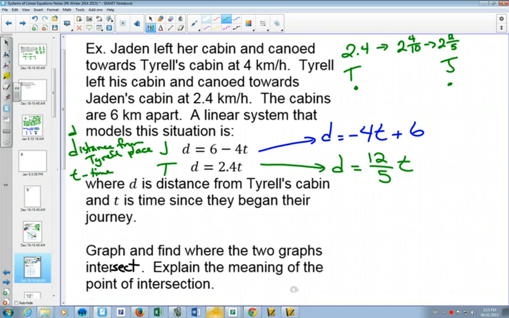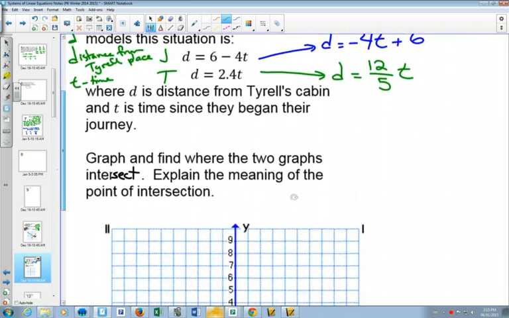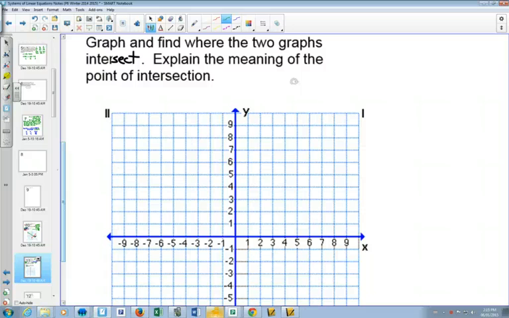Now when we go to graph this, I'll graph the one in blue, negative 4t plus 6. Well, that is a y-intercept of 6. And negative 4 means down 4 over 1, down 4 over 1, and so on. So here is my one line, my blue one.